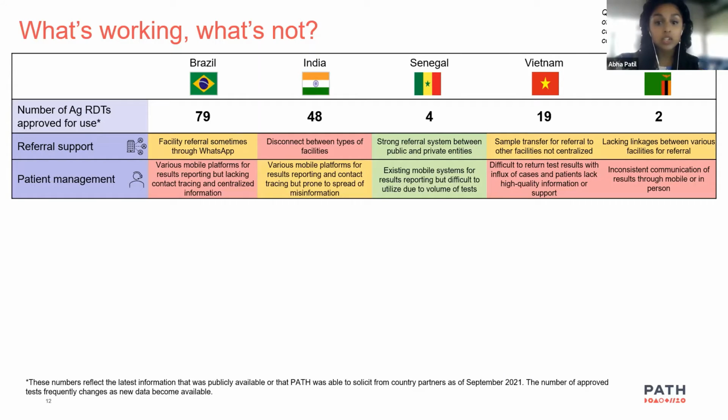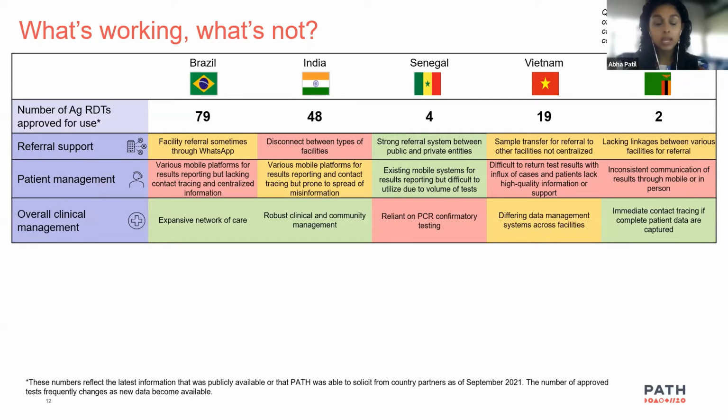In terms of patient management, many countries have developed their own centralized standards and provide results on various mobile platforms, often through WhatsApp or through a phone call, but they're generally lacking a centralized information system and centralized place to conduct contact tracing. In terms of overall clinical management, many countries have robust and expansive networks of care, but often there are differing data management systems across facilities, and that makes it difficult to really share patient information in the various settings.